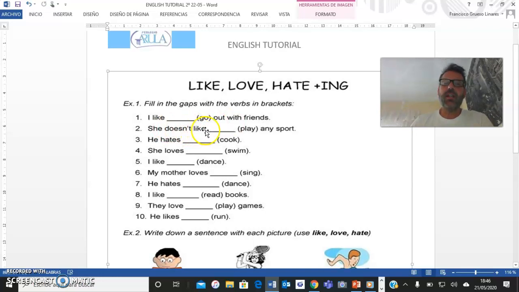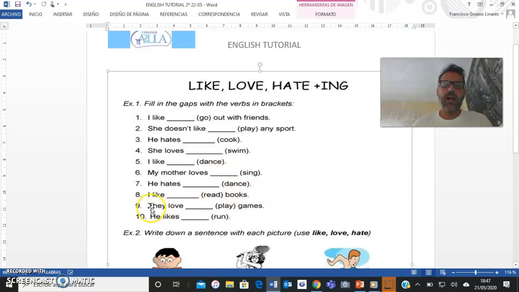She doesn't like playing any sports. He hates cooking. I love cooking. She loves swimming. Swimming, that thing that has two Ms. Sing: bye bye, E. We have to let go of the E. Remember, my mother loves singing. Right there, we only put ing. Singing. He hates dance. That's dancing.